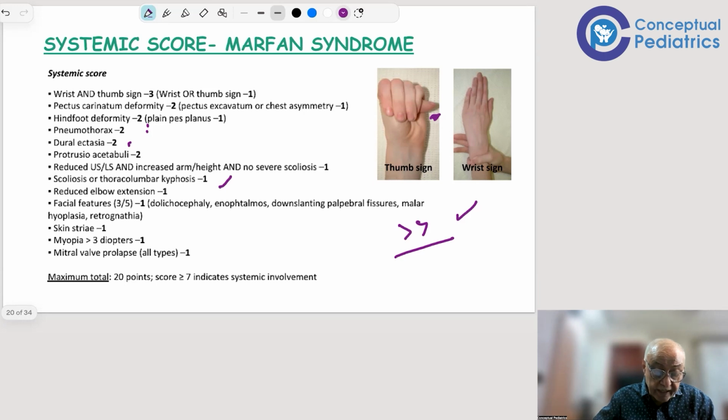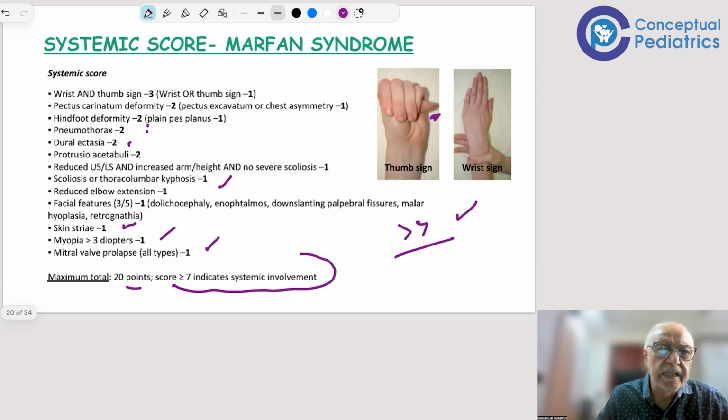In the score, another important thing is the skin striae, for which we give a score of 1. Myopia, if it is more than 3 diopters, is again a score of 1. Mitral valve prolapse, even if there is no aortic root dilatation, is also given a score of 1. So the total score is 20, and more than 7 indicates systemic involvement of Marfan syndrome. Sometimes a question can come on what the systemic features are, which I have enumerated.